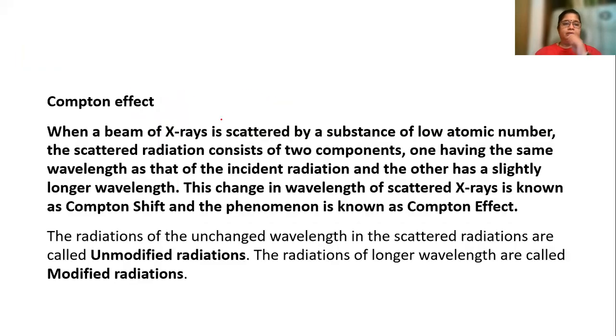What are we going to do today? We are going to discuss Compton effect. Now look at this. What you see is Compton effect. A beam of X-rays is scattered by a substance of low atomic number. So we are considering a photon as a part of these X-rays. Low atomic number, we are just considering electron. The scattered radiation consists of two components, one having the same wavelength and the other one having a slightly longer wavelength. Now let us see what happens when this phenomenon occurs.